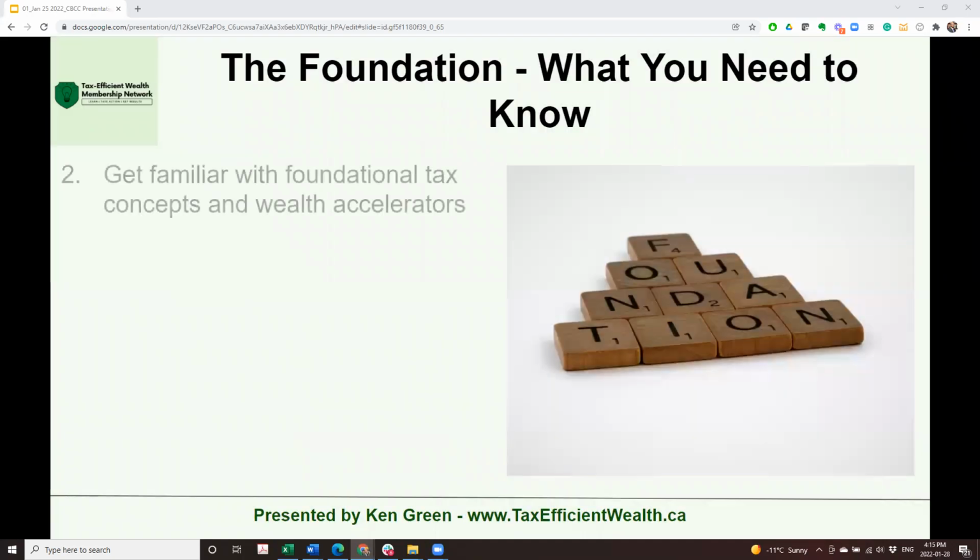Secondly, I think it's important for us to have a basic understanding of how our Canadian tax system works and what it takes to build tax-efficient wealth in this country. If you ask the average person, why is it that you don't know anything about taxes? Well, they'll say they can't afford to hire someone to teach them. They don't have the time to learn.